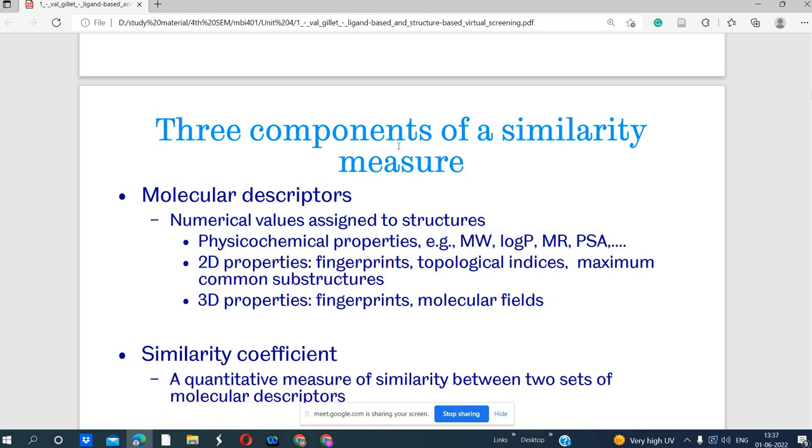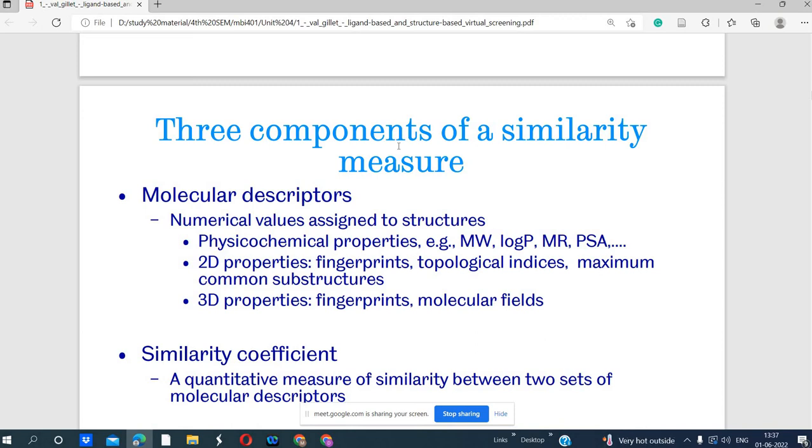So we need to look for the common substructure. Substructure searching is important. So these 2D properties are important for substructure searching. Substructure means we are looking at the parts of the structure, components of the structure.